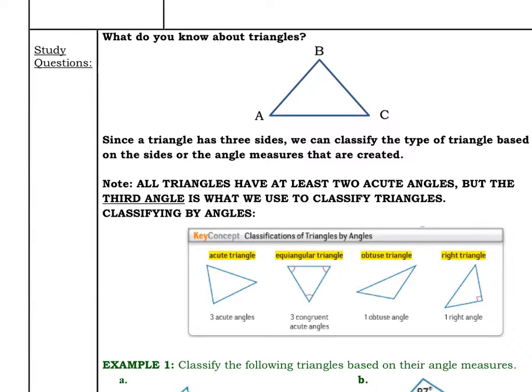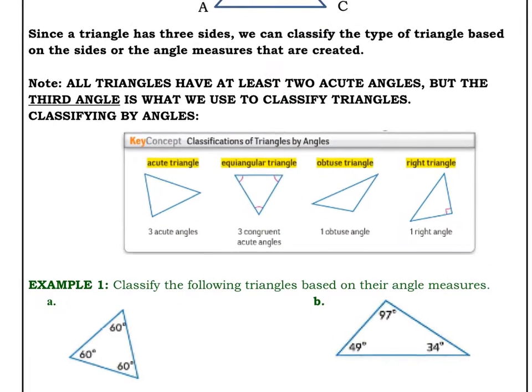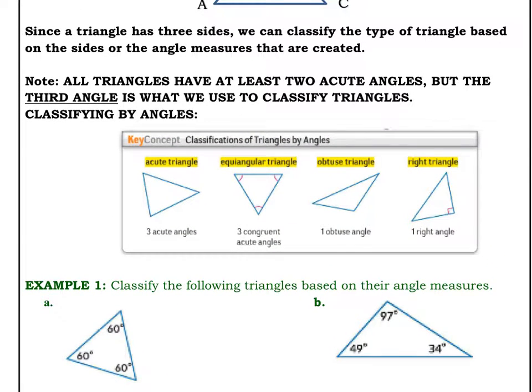Basically, triangles, tri meaning 3, 3 sides, 3 angles. So since a triangle has 3 sides and 3 angles, we can classify what that triangle is based on its sides or its angles. So basically, that's all that's saying. If we look here, all triangles have at least 2 acute angles. What does that mean to be acute? Less than 90, but we use the third angle to classify. So we're always going to have 2 angles that are less than 90, but then our other angle could be less than 90, it could be greater than, it could be equal to 90. So that's the angle that we're going to use to classify.